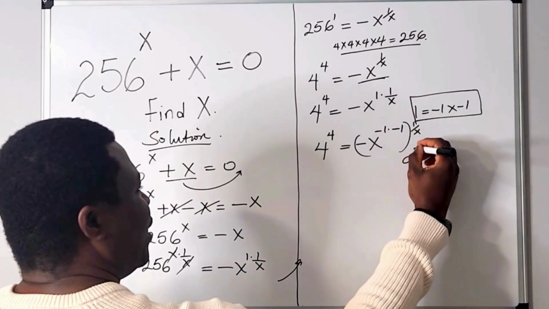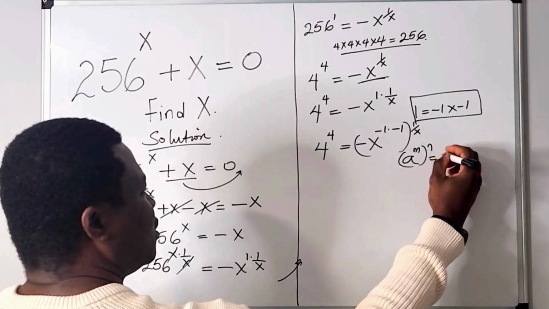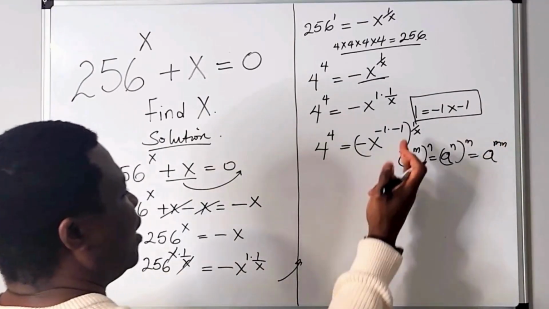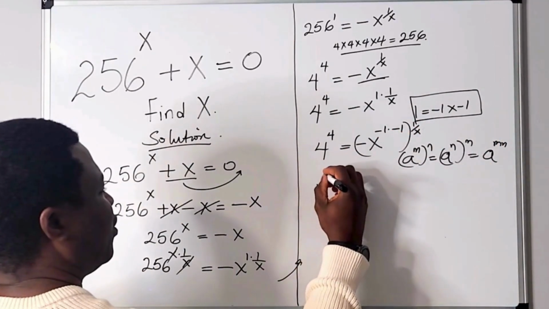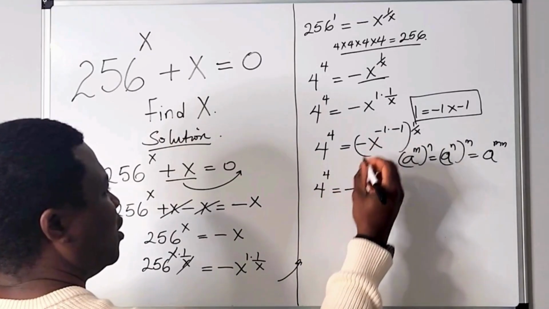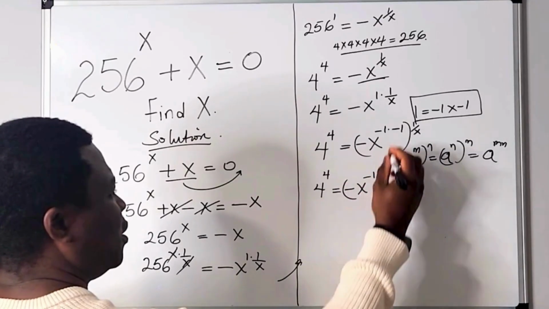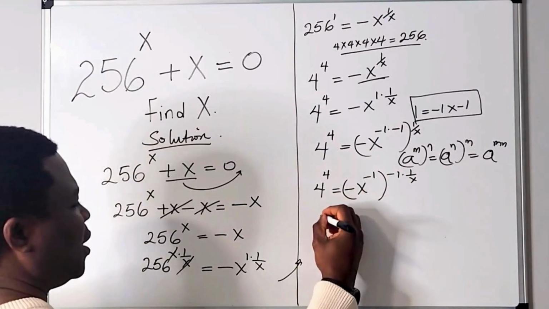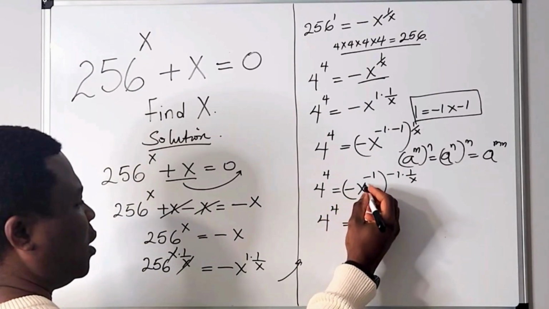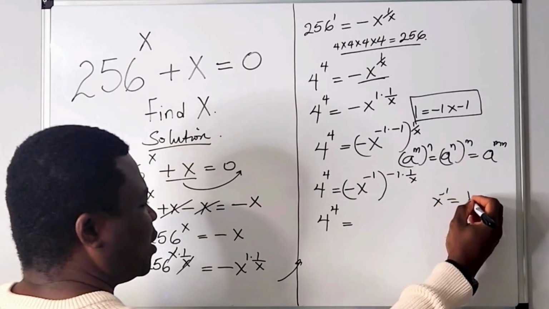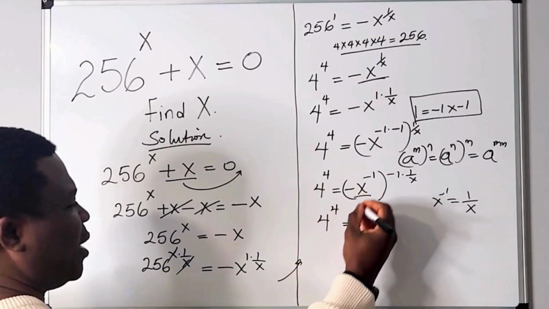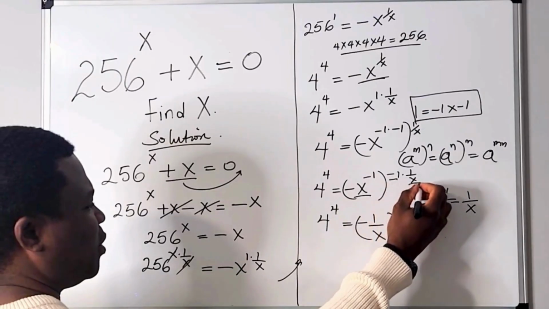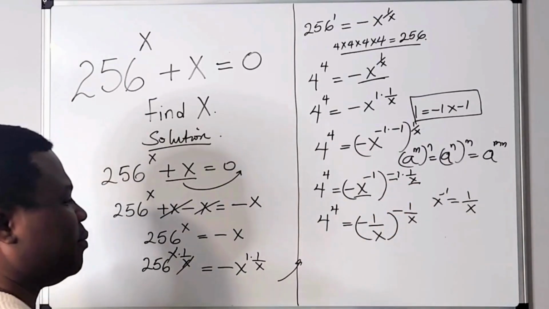We know that a raised to the power m, all raised to the power n, equals a raised to the power mn. Okay? So this we can rewrite as 4 raised to the power 4 equals minus x raised to the power minus 1 into minus 1 times 1 over x. This now looks like 4 raised to 4 equals x raised to the power minus 1, which is the same thing as 1 over x. Okay? So what we have here now becomes minus 1 over x. Then minus 1 times 1 over x will give us minus 1 over x.